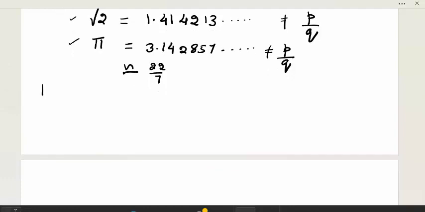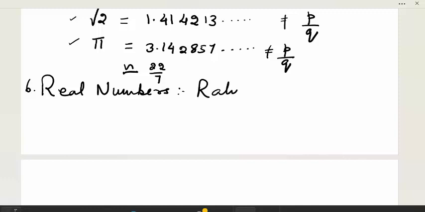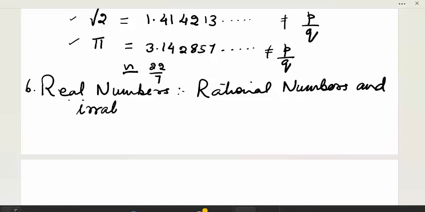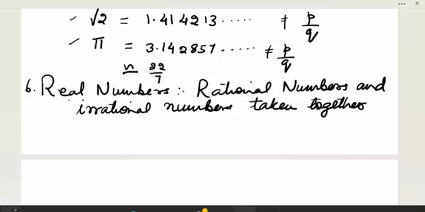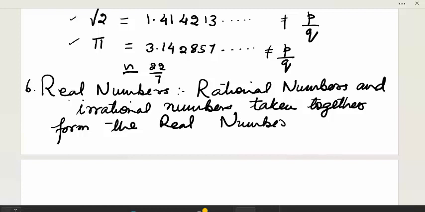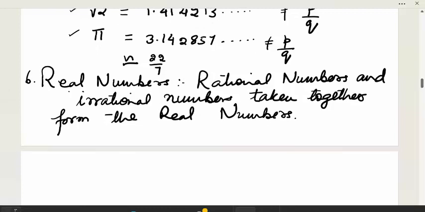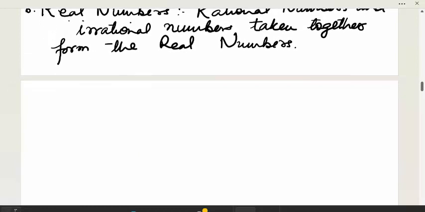The last type of number which you generally come across are real numbers. So what are real numbers? Real numbers are nothing but rational numbers and irrational numbers taken together, they form the real numbers. So when the word real numbers is used, it is used for both irrational and rational numbers.